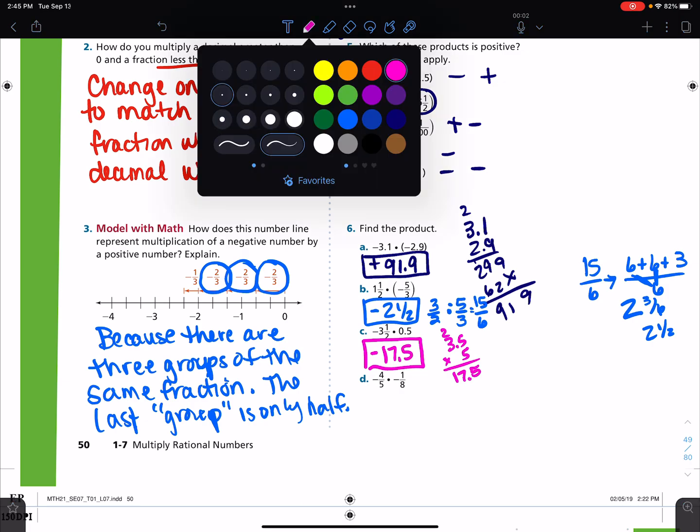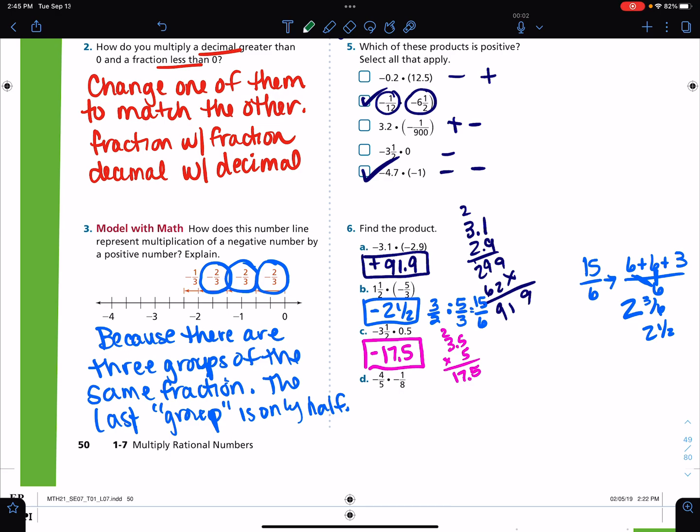All right, next one. Answer will go here. It's a negative times a negative, so it's a positive answer. So 4/5 times negative 1/8 equals 4 over 40. If I simplify, divide the top by 4, divide the bottom by 4, I will get 1 over 10. So 1/10 positive.